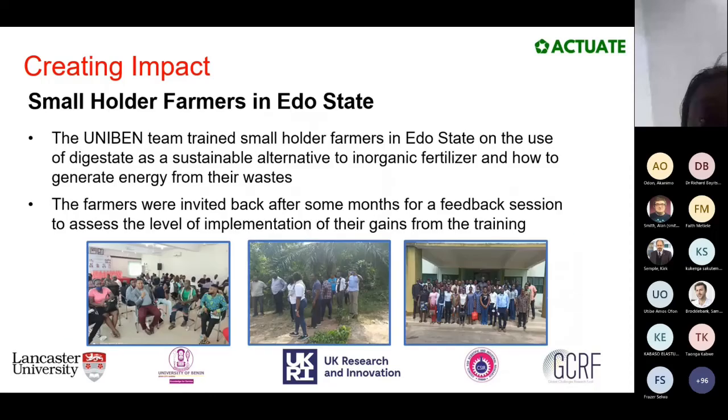And of course, smallholder farmers. Keck talked about this in his presentation. They are actually the off-takers for digestate, because you can produce a lot of digestate, but if you don't have people that are going to use it, there will be a problem. So we needed to train the farmers, to first of all introduce them to the whole concept of digestate. They were hearing about digestate for the first time. And after a series of trainings, we invited them back for feedback, and they were very, very happy, and they showed a high level of acceptability to use digestate.